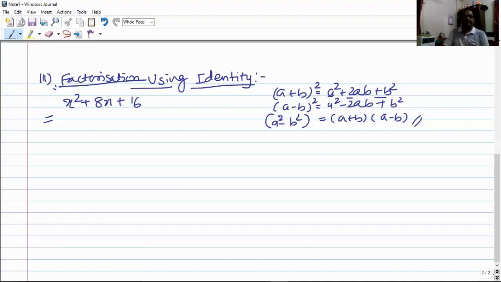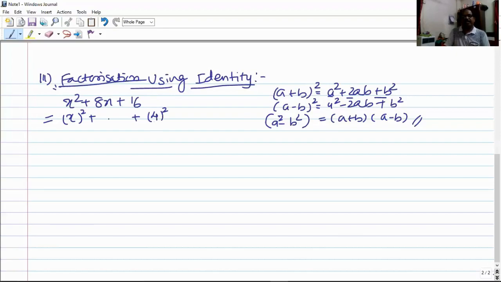So let us try it. Let us try to write them in these three terms in the identity of (a plus b) the whole square. So first try to write it in that form. The first term should be a square term, so it is the square of x obviously, and the last term will be the square of some number. So here 16 is the square of which number? Obviously it is 4 square.